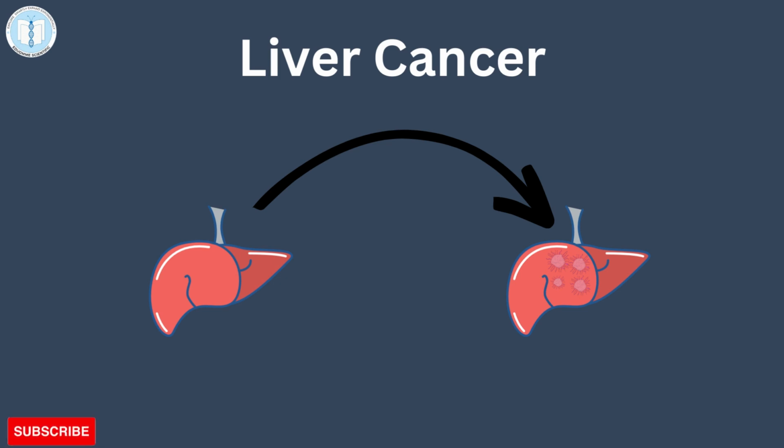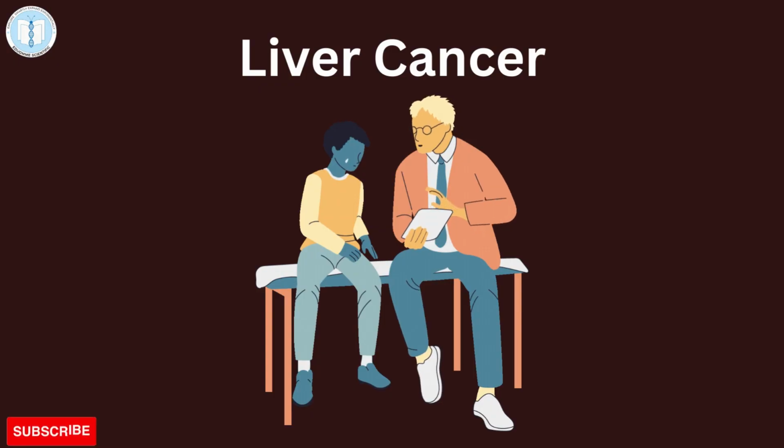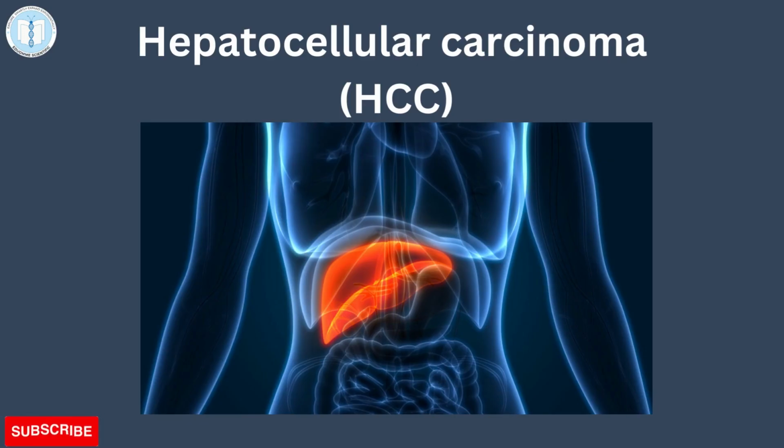So, based on the type of cells that are mutated, cancer is referred to with different names. But the basic concept is the same in all the cancer types. In liver cancer, the most common type is the cancer of hepatocytes, which is referred to as hepatocellular carcinoma.